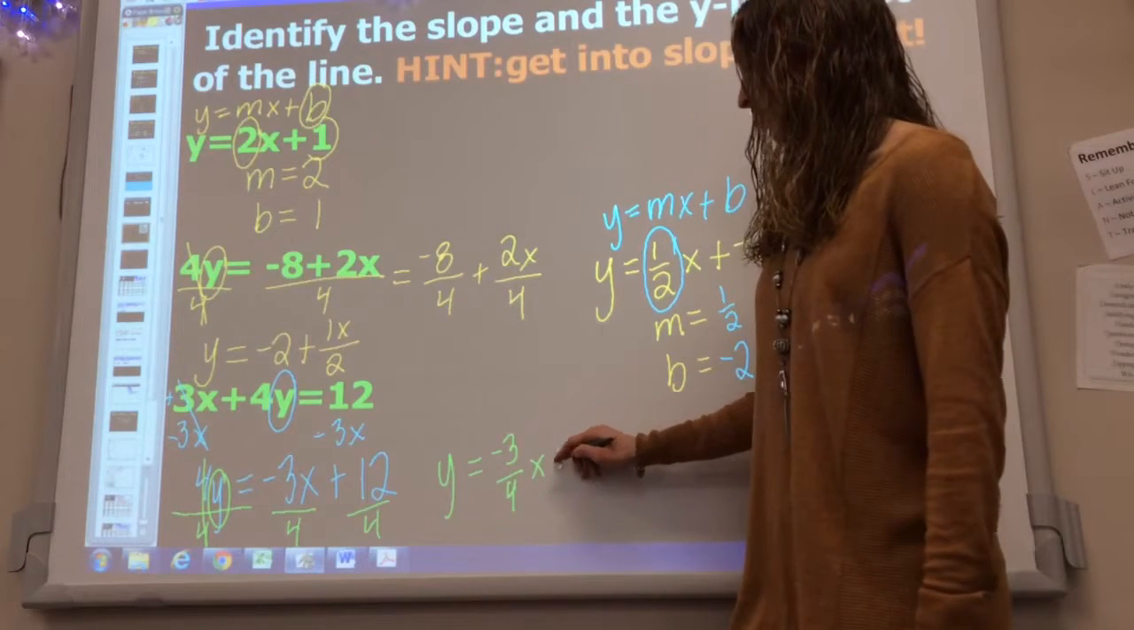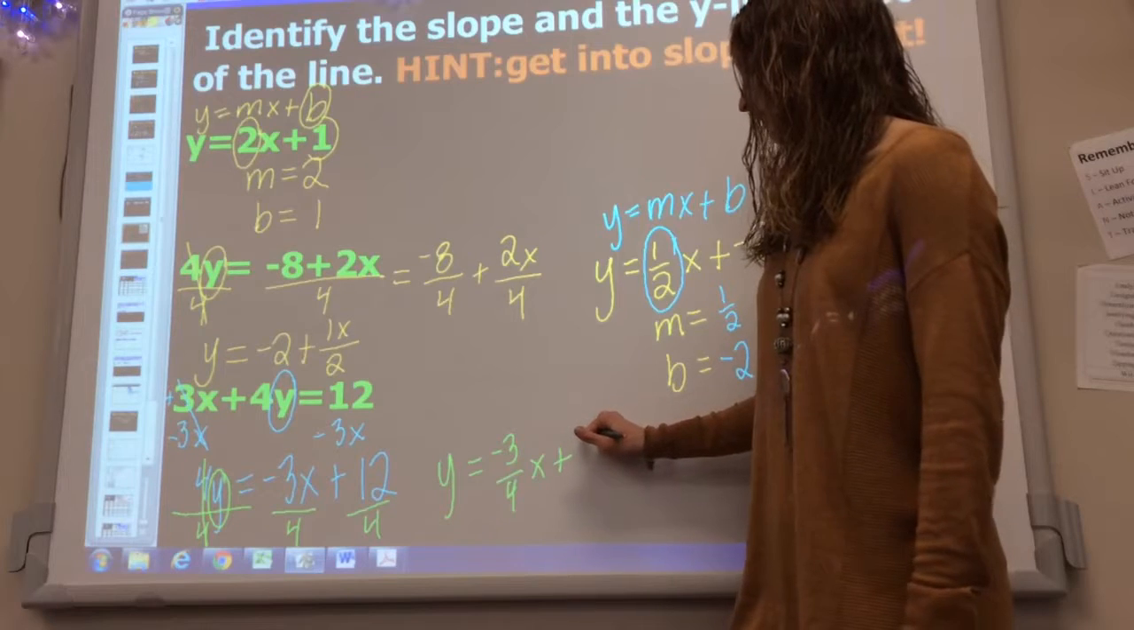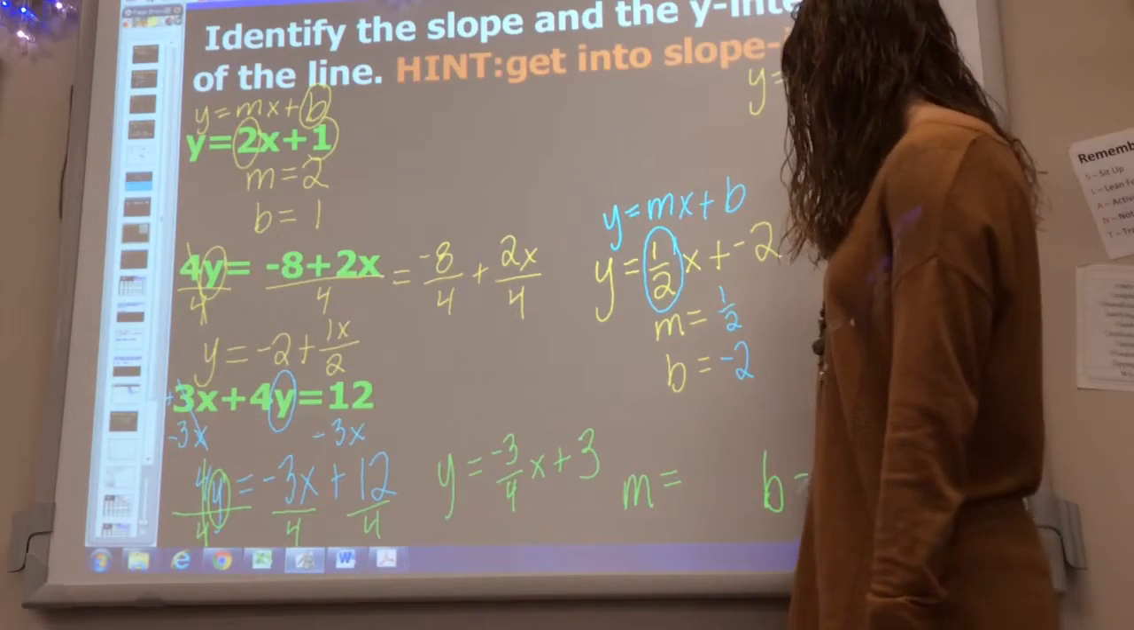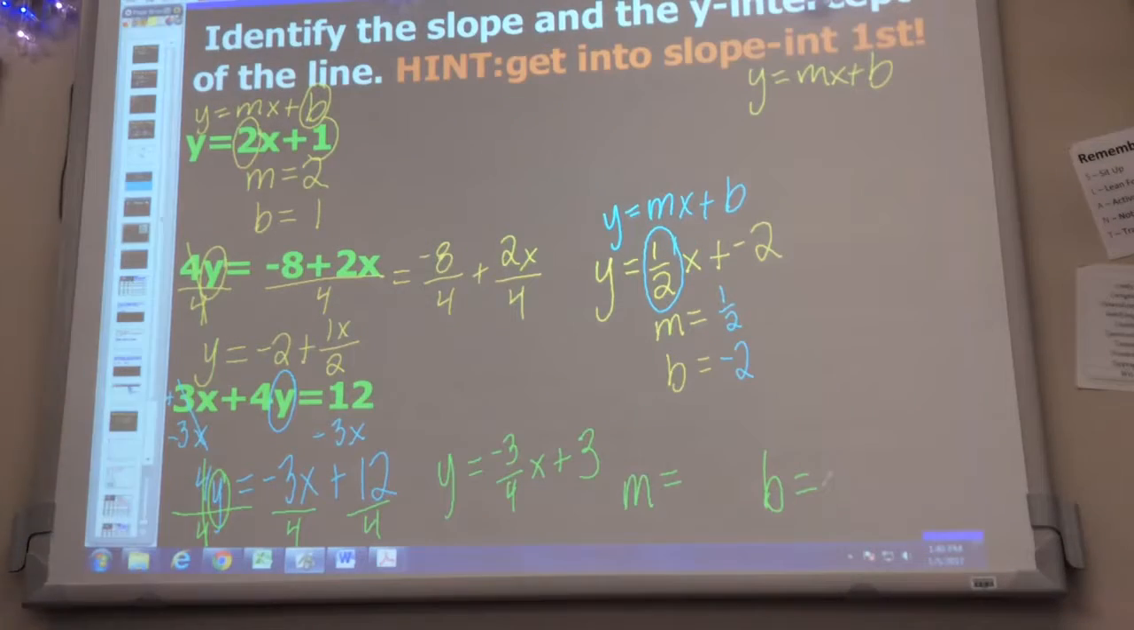What's 12 divided by 4? 3. Very good, okay? Then I'm wondering what the slope is, and I'm wondering what the y-intercept is. Colton, what'd you get for the slope? 3/4. Close. What? Negative 3/4. Negative 3/4. Thank you, okay? Jude, what's the... 3. Very good. Nice job.